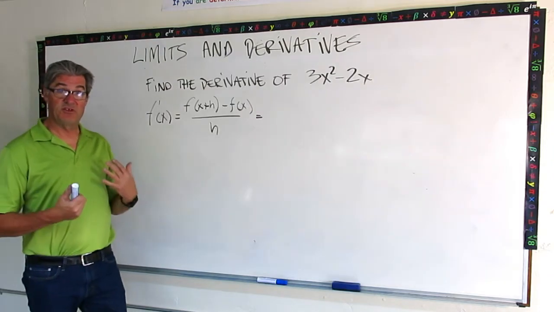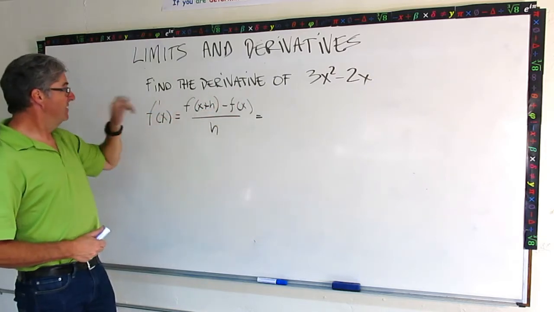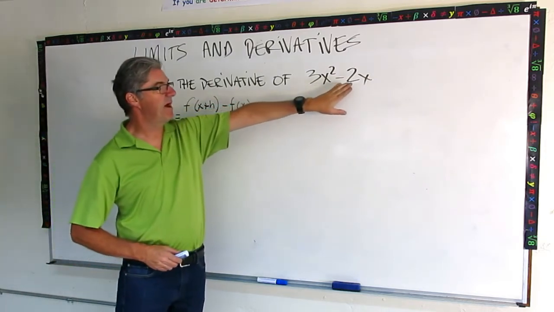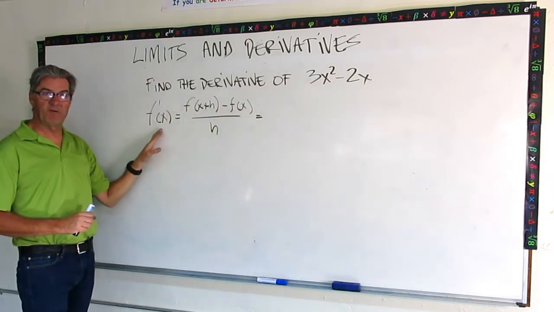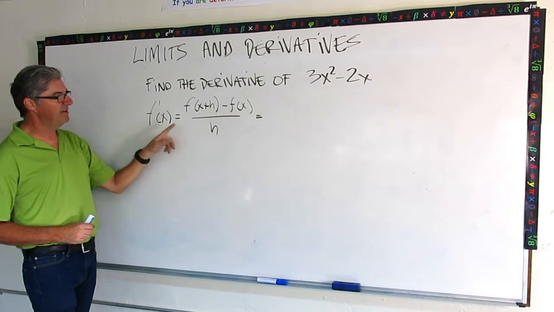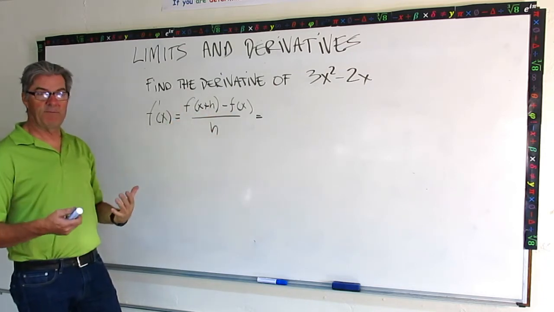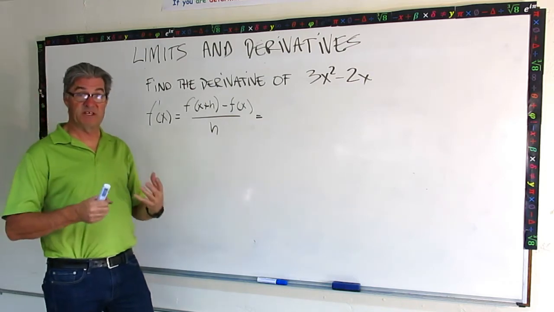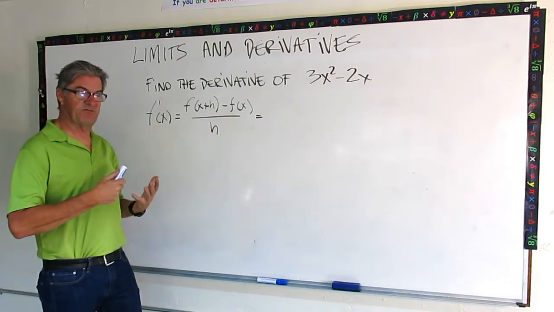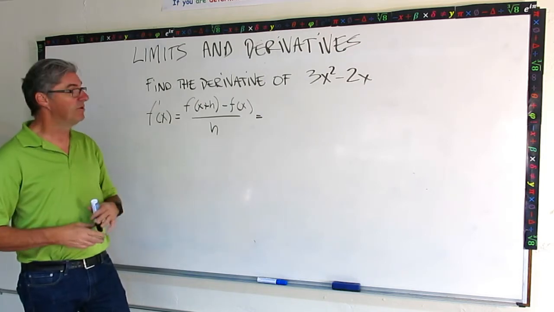Okay, so let's use what we know to find the derivative function of a more complicated function. So find the derivative of 3x squared minus 2x. So what I've put up here, here's our general formula for doing that. F prime of x is f of x plus h minus f of x over h. Now we're going to do our plug-in step. This, I think, is probably the most important single step in this process, because if you get this wrong, you're not going to be able to cancel your h's. You're going to have problems later with your algebra.